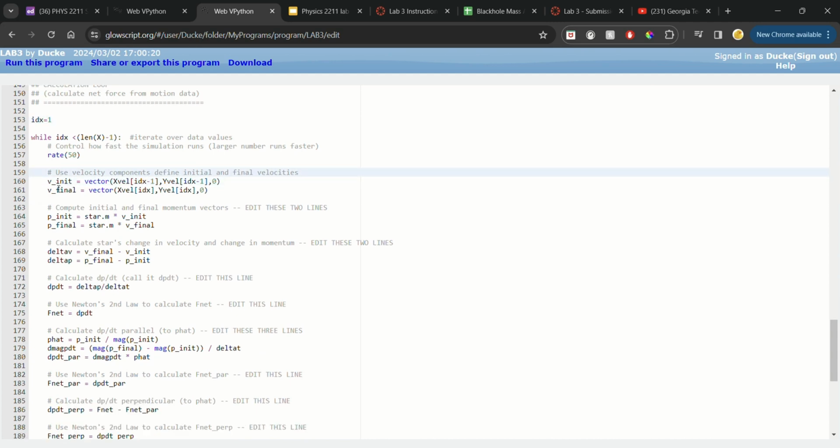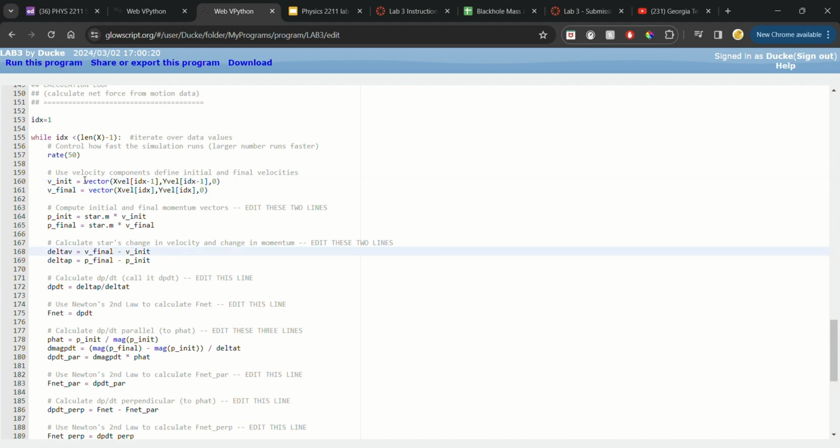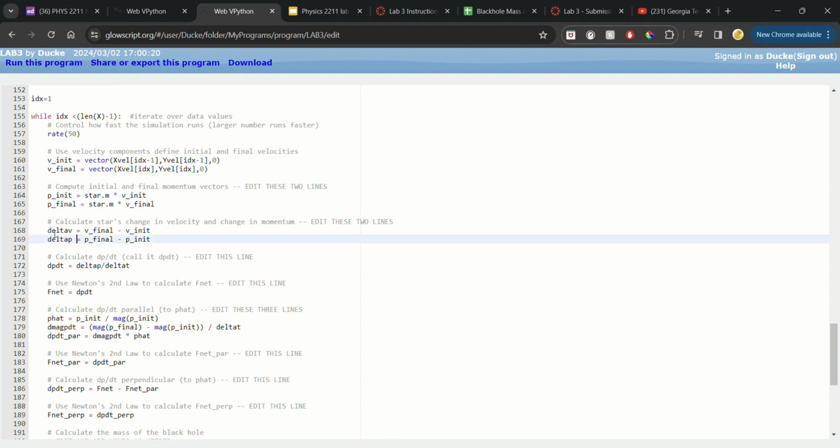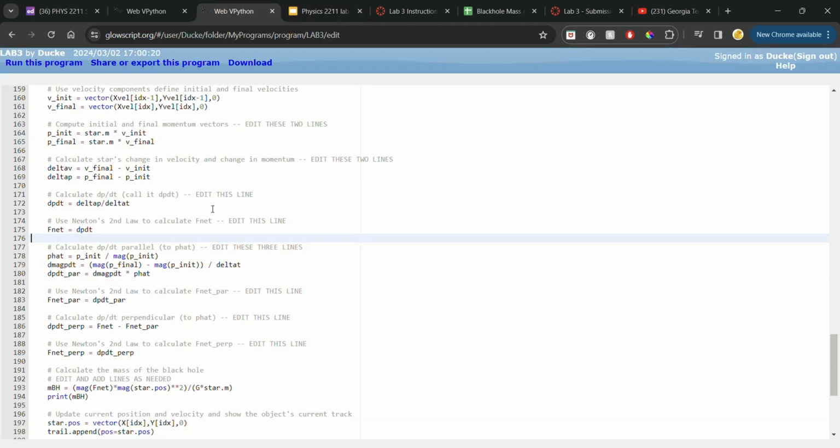For F net, or V initial, V final, use this. I didn't actually do that. It came with the code. But basically we used the V initial, V final to solve for P initial and P final, that's just momentum initial, momentum final. And we use that to solve for delta P, the change in momentum. Then dp dt is equal to delta P over delta T, and dp dt is just the net force. And we know that from Newton's second law, F is equal to dp dt.